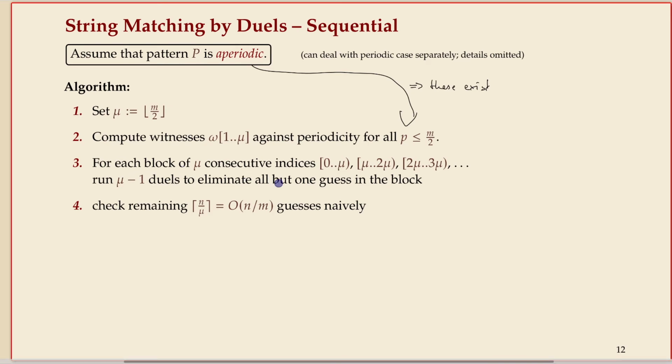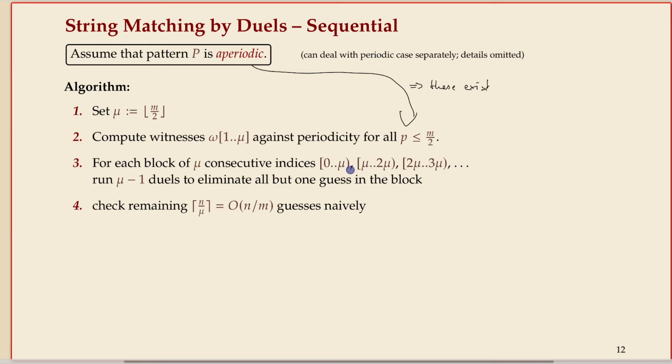And then we look at blocks of the text of mu consecutive indices. So we block the text up, and this time non-overlapping. And in each of these blocks, we run duels to eliminate all but one guess.